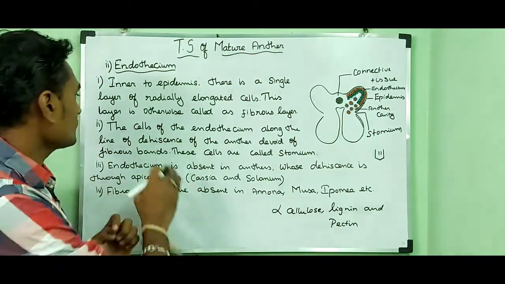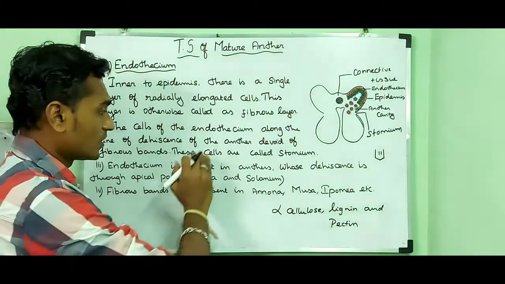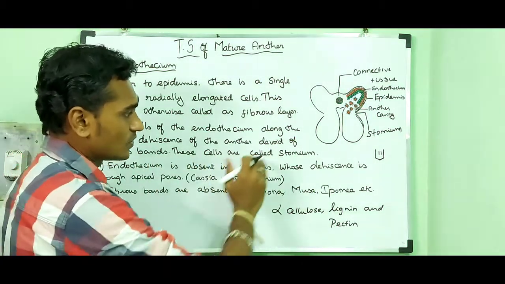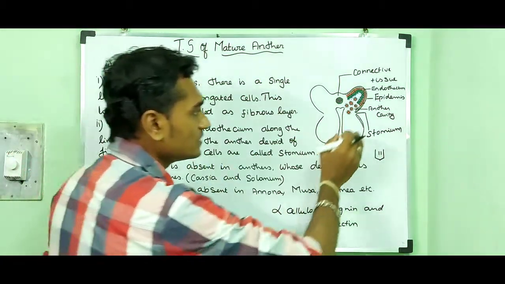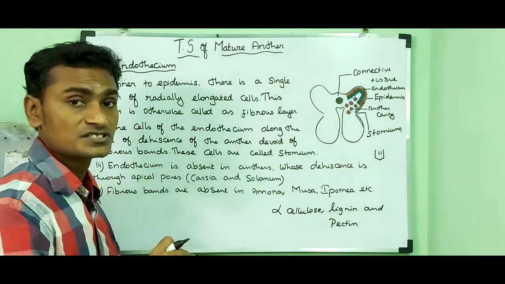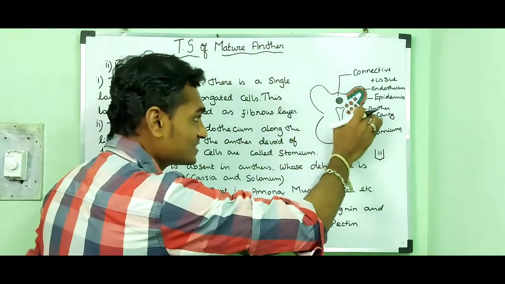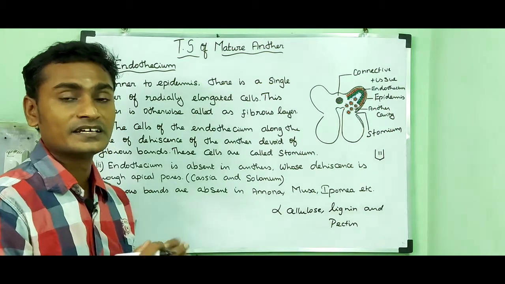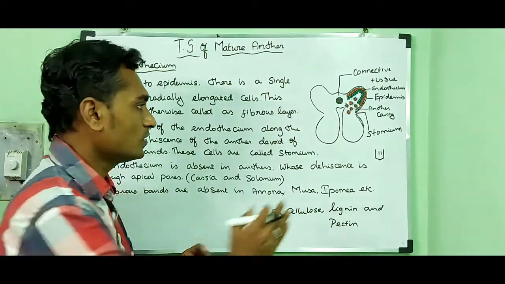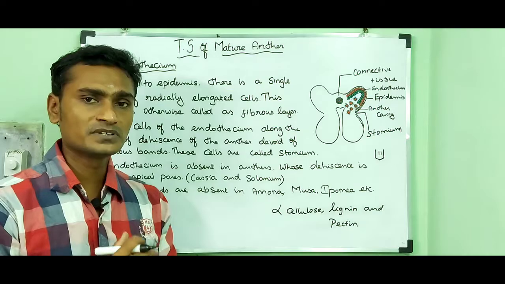Then the cells of the endothelium along the line of division of the anther are devoid of fibrous bands. These cells are called stomium. This region is called stomium, which is devoid of fibrous thickening, and this region is thin. In the endothelium layer, the only thin region is called stomium because it is devoid of the fibrous thickening.